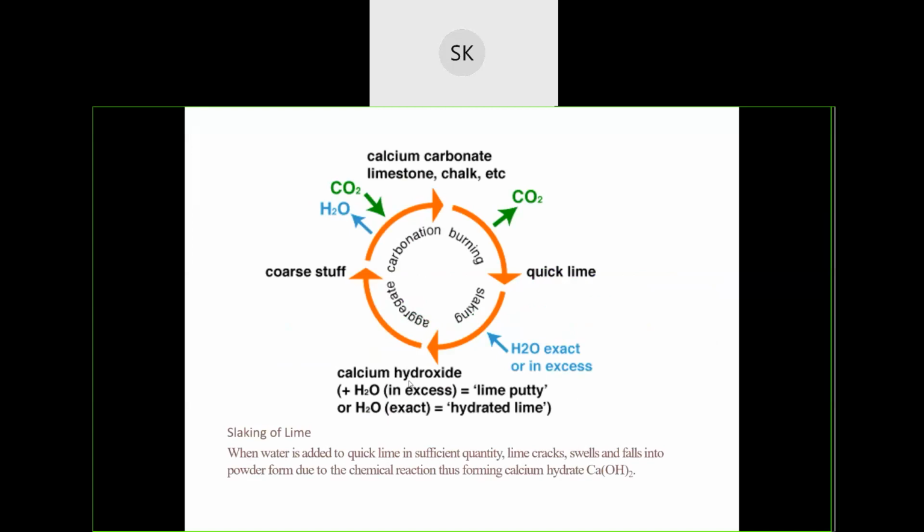This is the process of slaking of lime. When water is added to quick lime in sufficient quantity, the lime cracks, swells and falls into powder form due to the chemical reaction, thus forming calcium hydrate. Aggregate, carbonation, burning and slaking.